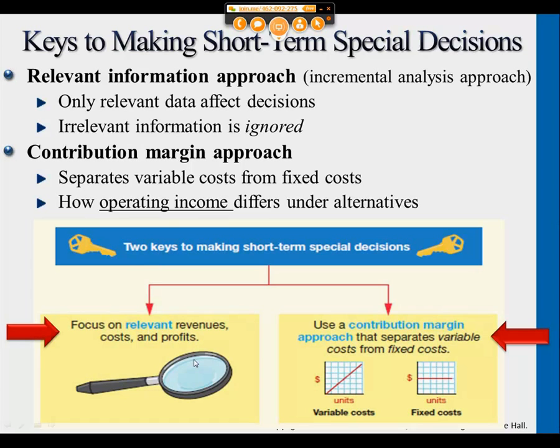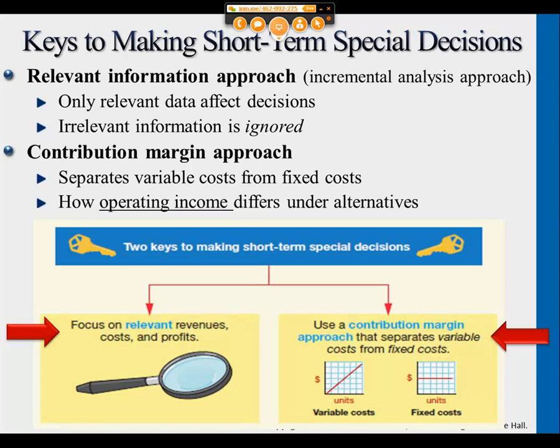And then when we use our contribution margin approach, we're again going to understand how we separate variable costs from fixed costs. And we'll also see how the operating income differs among all the alternatives. So right here, we'll look at what our variable cost is and what our fixed cost is. We've done it last chapter, right? And we'll see how operating income is different.